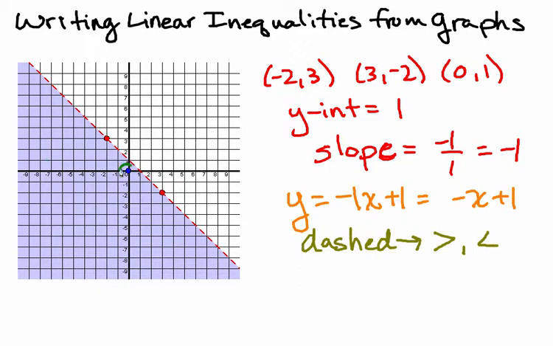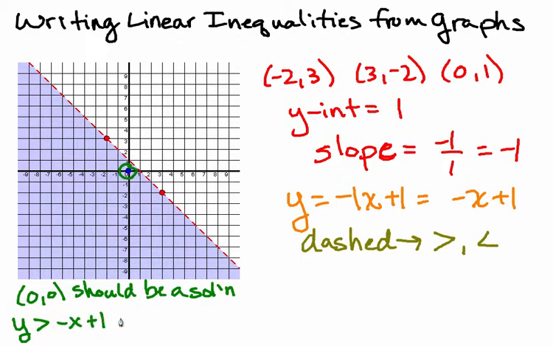And they've highlighted this point here, (0, 0). (0, 0) should be a solution. So I'm going to write that down. (0, 0) should be a solution. And I'm going to abbreviate the word solution here. The two options we have are that y is greater than -x plus 1 or that y is less than -x plus 1. So we're going to plug (0, 0) into both of those and see which one comes out to be a solution.